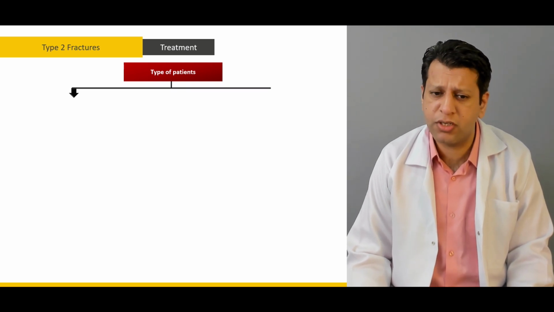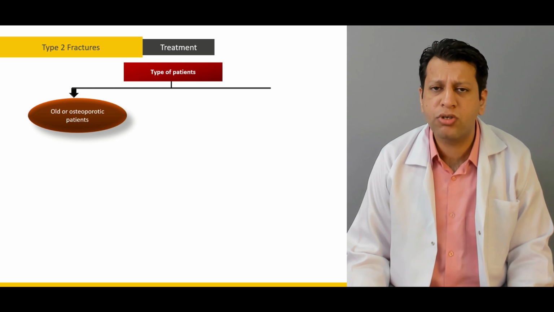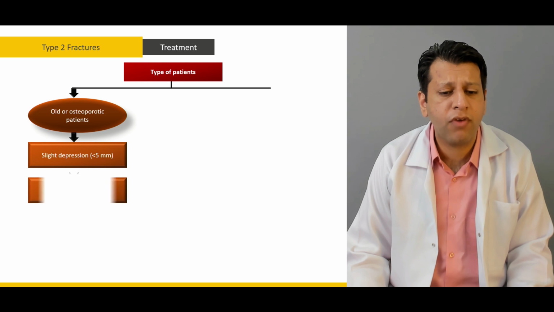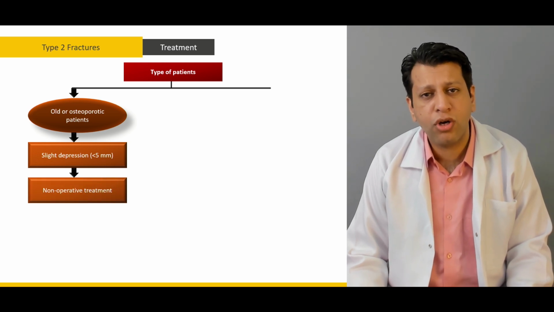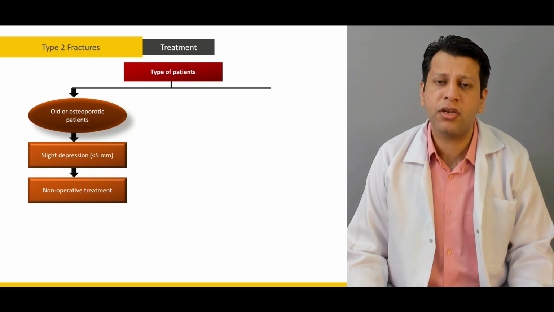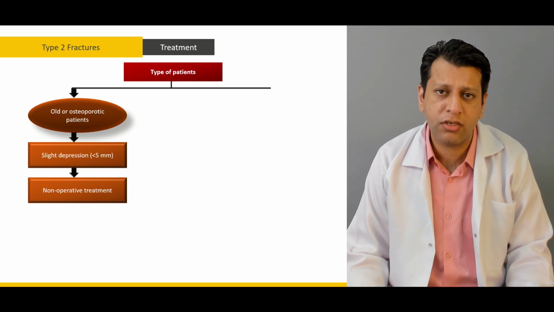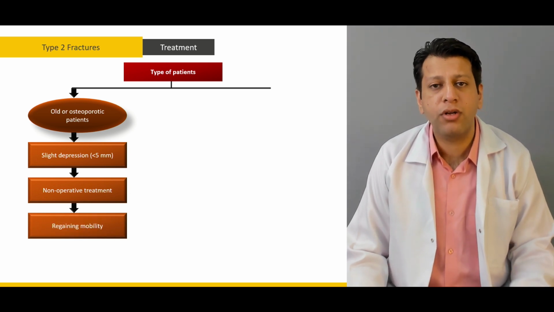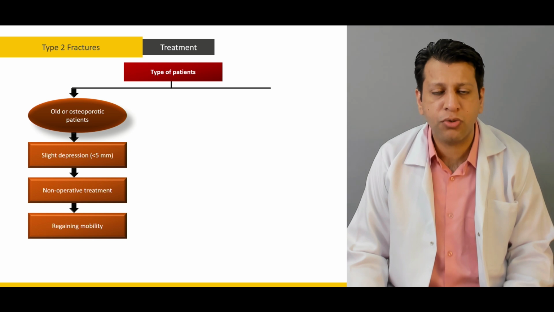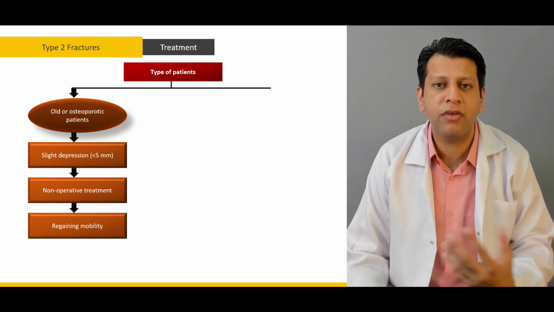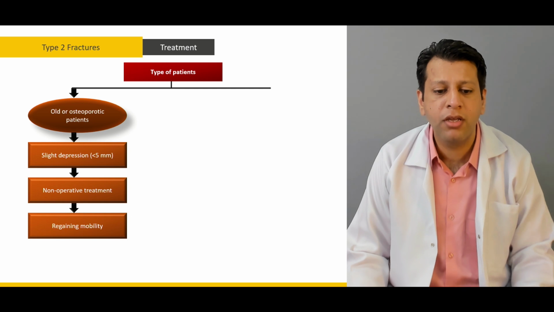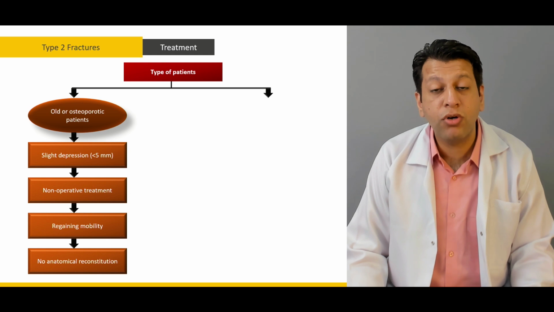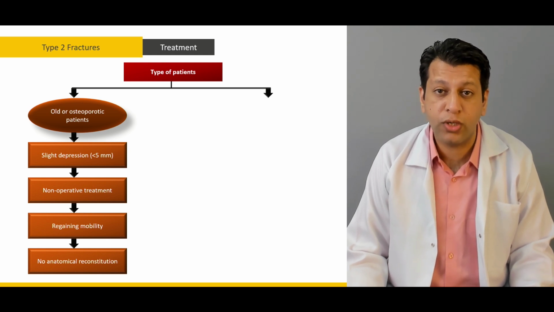There could be two types of patients. One could be really older osteoporotic patients. If there is slight depression, or depression is less than 5 mm, you can go for non-operative treatment. That is, simple range of motion braces can be used, or extension knee immobilizers can be utilized, and later on, once 3 to 4 weeks have passed, where the fracture starts to unite, we can restart with partial weight bearing, eventually leading to aggressive physiotherapy. Regaining the mobility is relatively easy. You may not need to anatomically reconstruct the knee joint.